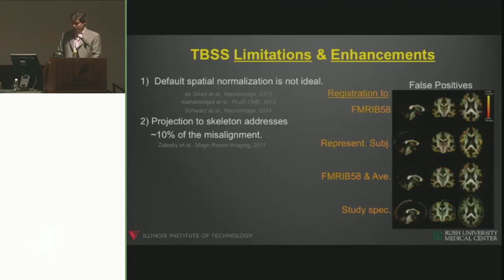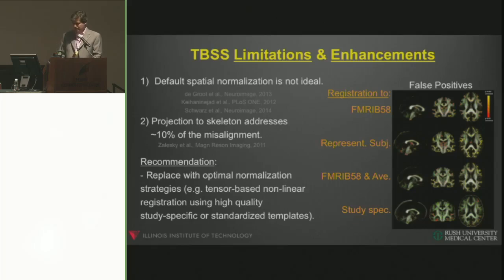So you still need to do very good spatial normalization in TBSS, and if you use the default options for normalization, you're going to get many false positives as shown in the top 3 rows compared to the bottom row that has far fewer false positives than the top 3 rows. And as I said, even the bottom row is not the best spatial normalization you could have done. So the first recommendation regarding TBSS is that you should replace the default option with optimal normalization strategies.